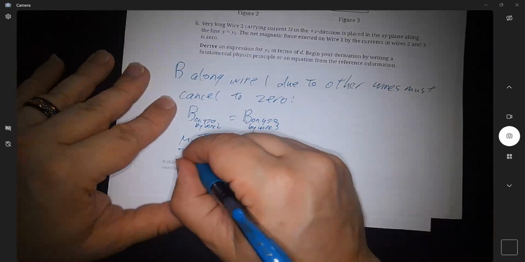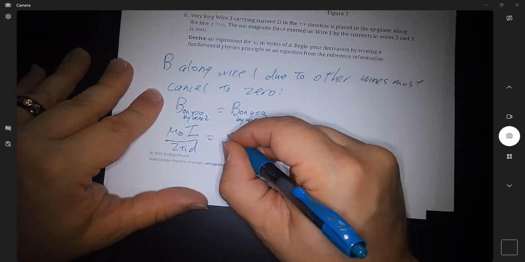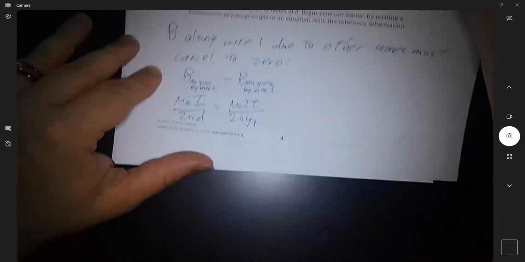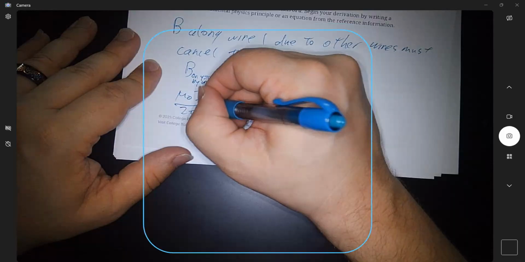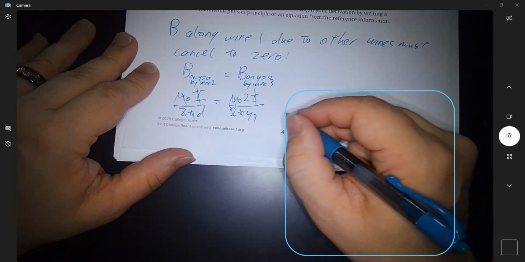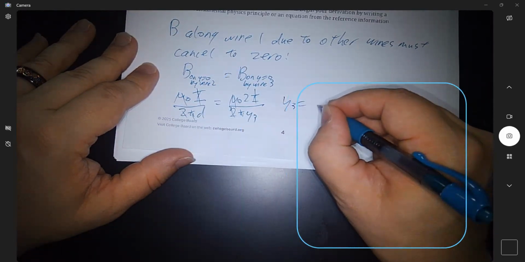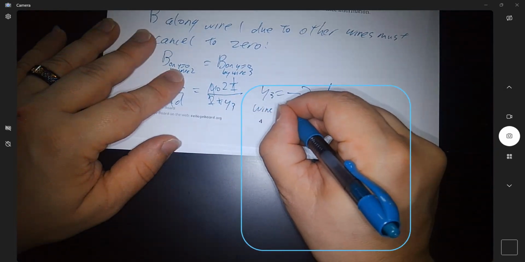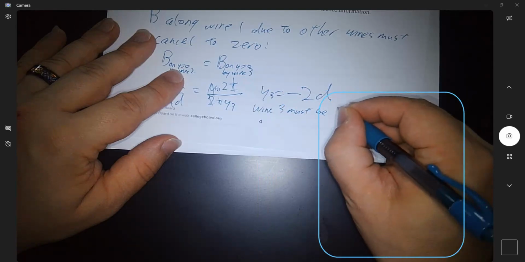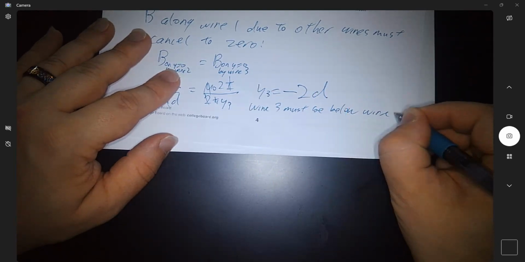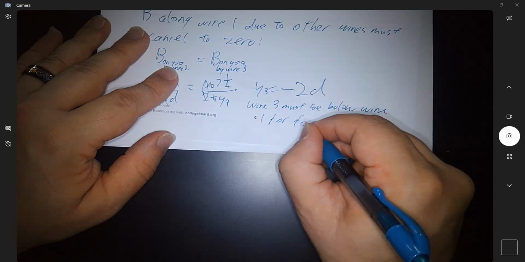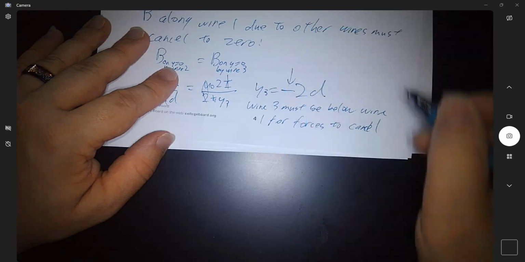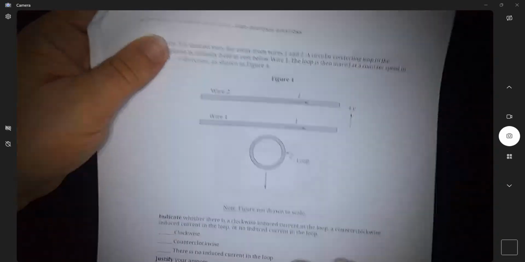Okay, over 2 pi his distance d, and then this will be mu naught 2I over 2 pi times y3. Well, everything cancels out except for this, where you're going to find out that y3 is equal to actually negative 2d, and the reason why is because wire 3 must be below wire 1 for the forces to cancel. So here's the question. I'm assuming that negative actually had to be in the answer. I wonder if that's the case.